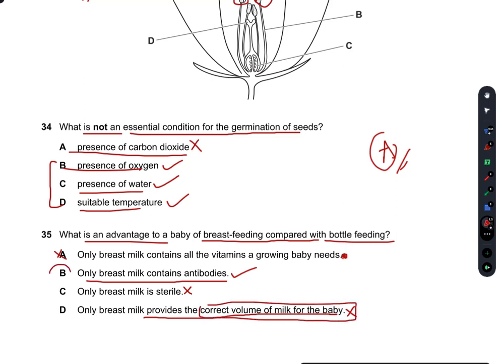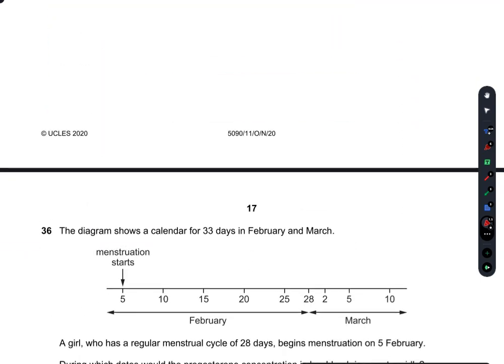So only breast milk contains antibodies. This is a serious advantage to the baby who is breastfed compared to the one who is bottle fed. If antibodies are not present in bottle feeding, the bottle-fed baby will definitely be at a higher risk of getting diseases and could not tolerate diseases as well. So B is the right option.